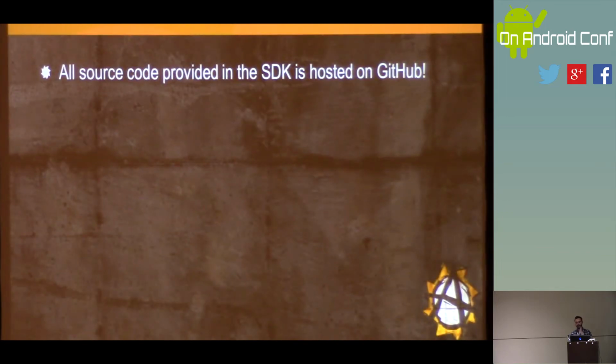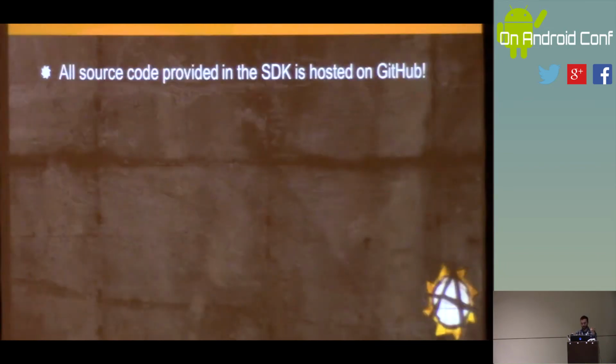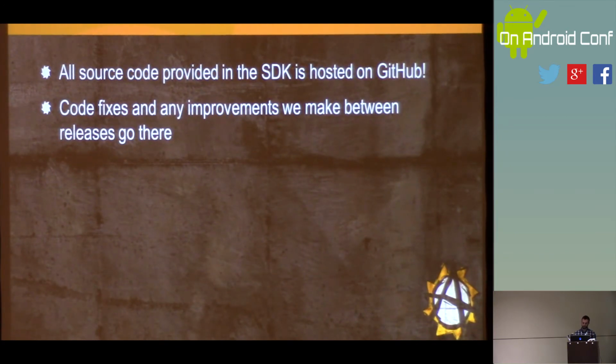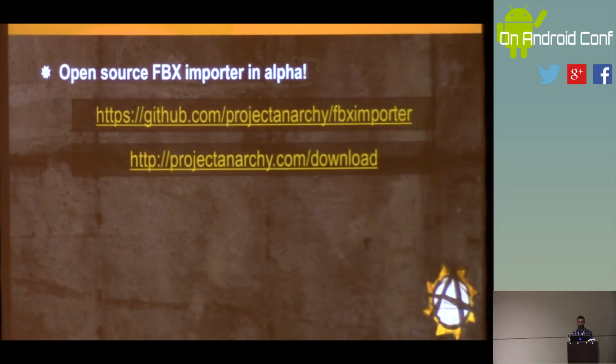All the source code that we provide in the SDK, I maintain on GitHub as well. Between releases, we try to keep our major releases short, but sometimes people find bugs. If the community finds bugs, we want to push those out quickly. GitHub is a great way to do it. So you can go to Project Anarchy and get the source code there. You still need to install the SDK because we don't include all the assets on GitHub, because that would be totally insane.